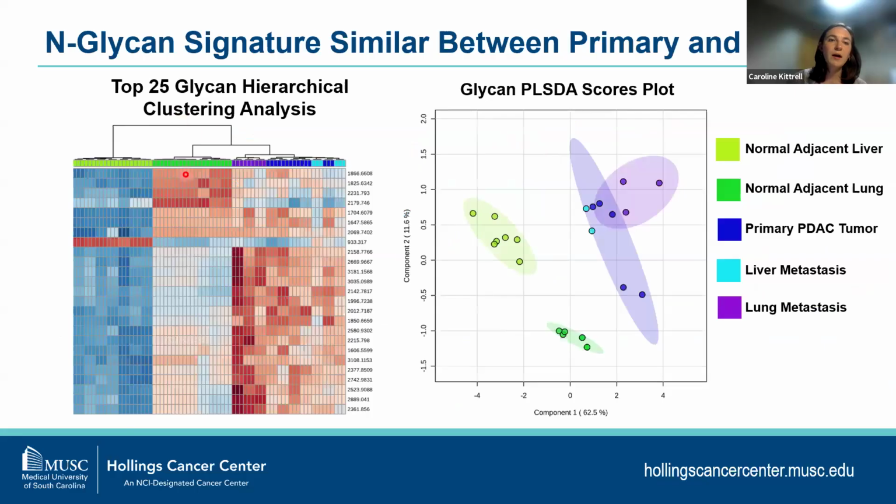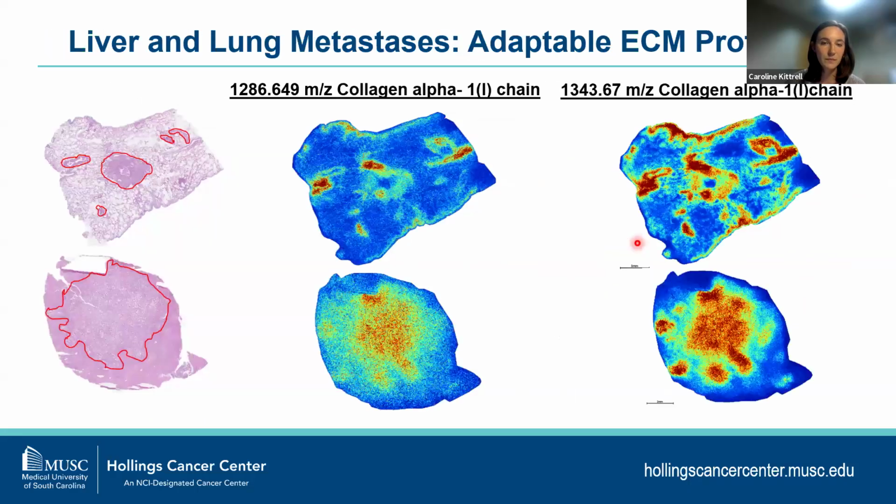And just to show you some clustering, we took ROIs from the normal adjacent liver, normal adjacent lung, the primary PDAC tumor, as well as the liver met itself and the lung met itself. And what we found is by the N-glycome, the PDAC, the liver and lung met all look very similar, clustered together according to their N-glycome and away from their normal adjacent tissues. And you can see this in this PLSDA as well.